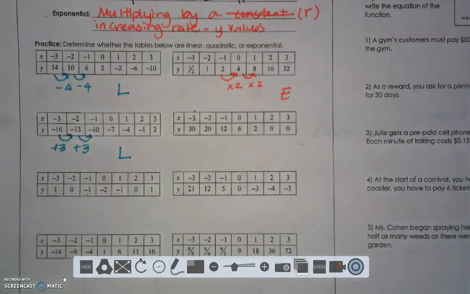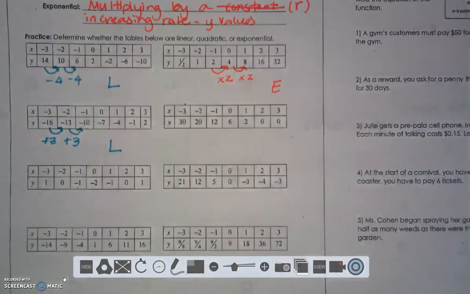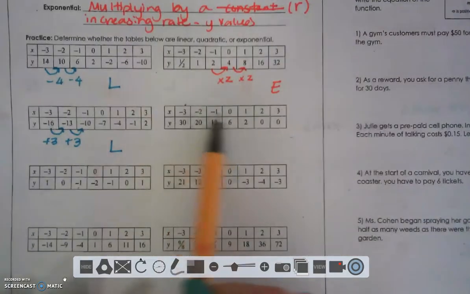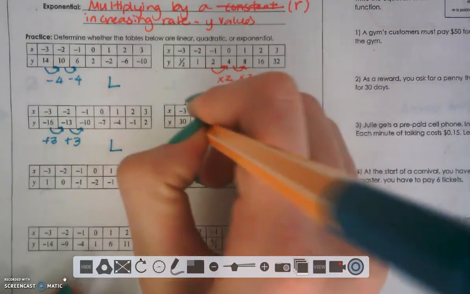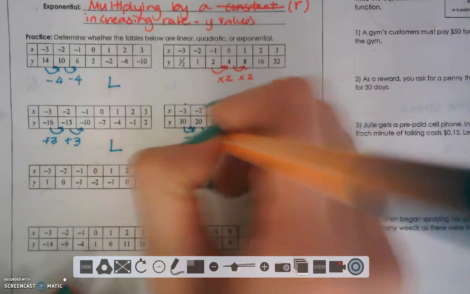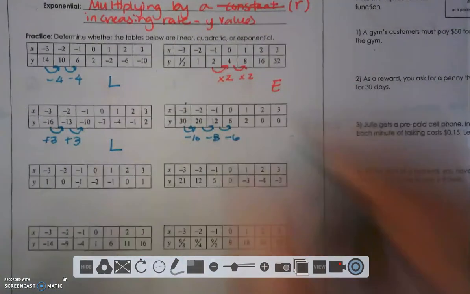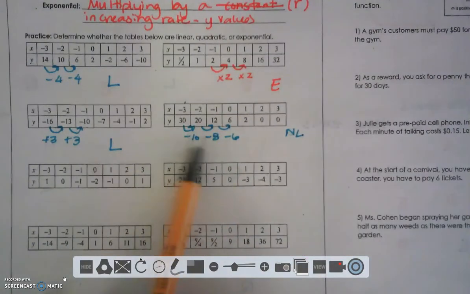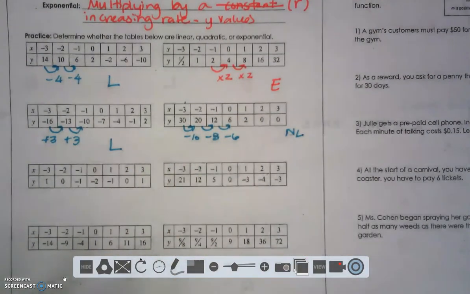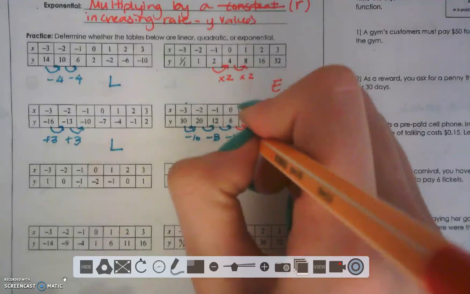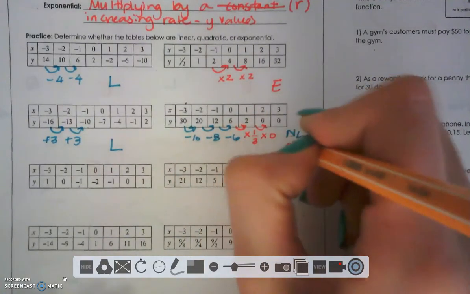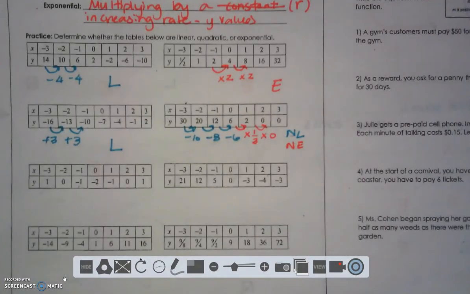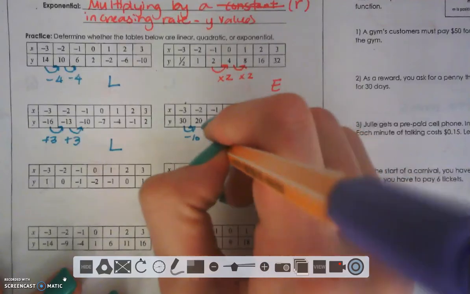Now let's look at our fourth example. My x values are increasing by ones, that's good. But here I'm subtracting 10. Here I'm subtracting 8. Here I'm subtracting 6. So this is not linear. That is not constant. That is not okay. Here I'm multiplying by 1/3. Here I'm multiplying by 0. That is also not constant. It cannot be exponential. So just by process of elimination, we can say that this is quadratic.